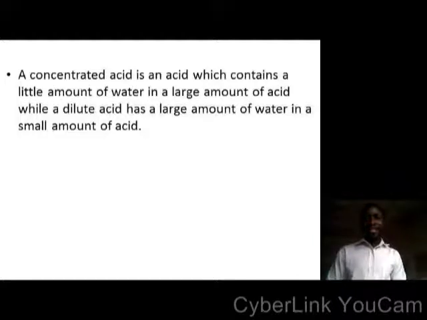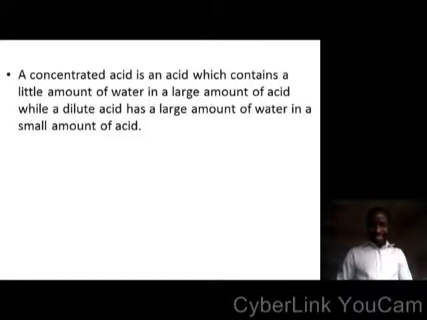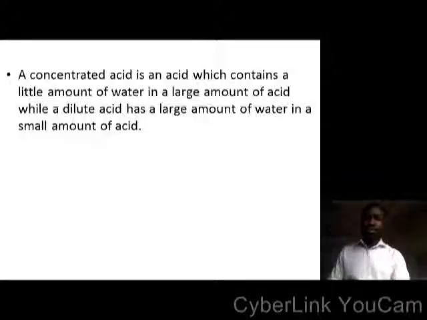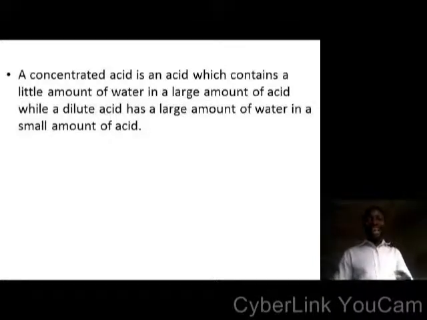Look at it. A concentrated acid is an acid which contains a little amount of water in a large amount of acid. Take note. A concentrated acid has a little amount of water, meanwhile the acid is large. Do you get that? I think that is well understood. Now, look at the other side. A dilute acid contains a large amount of water in a small amount of acid.